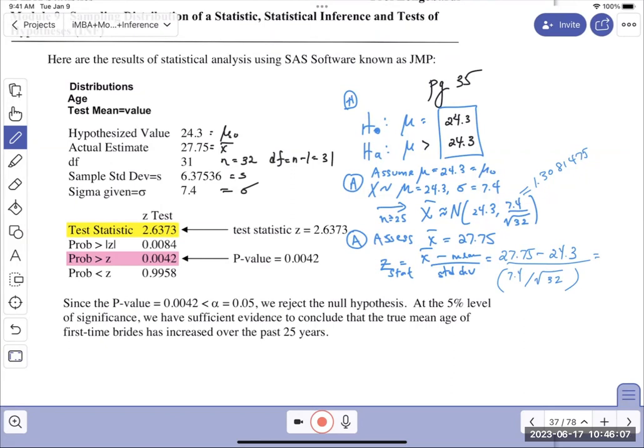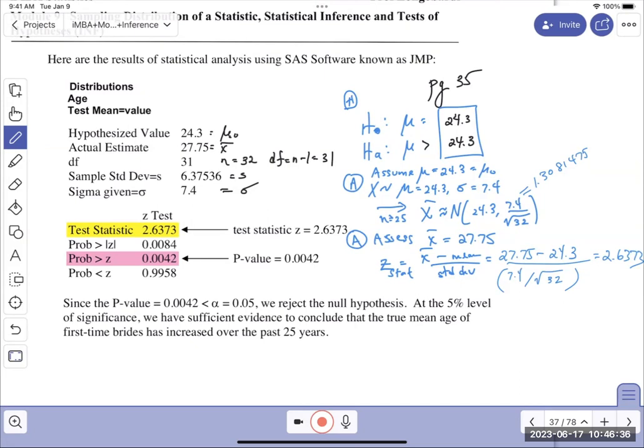27.75 minus 24.3, equals, divided by, brackets, 7.4 divided by the square root of 32, close bracket, equals. And I get the number 2.6373.